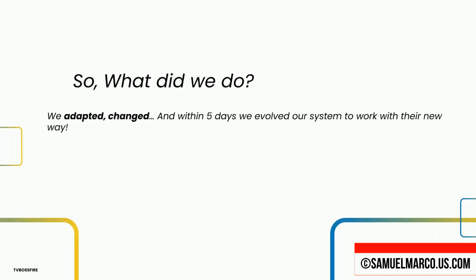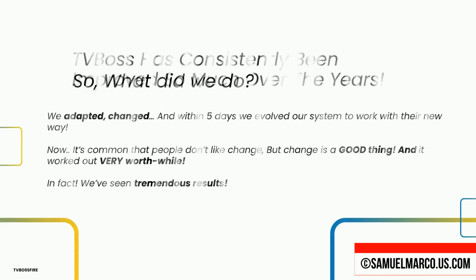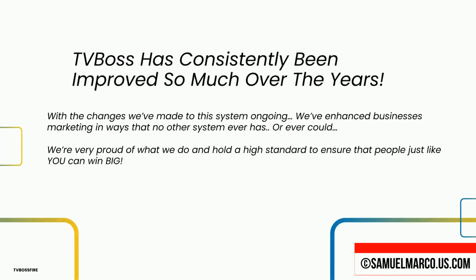So what did we do? We adapted, changed, and within 5 days, we evolved our system to work with their new way. Pretty incredible, right? Now, it's common that people don't like change, but change is actually a good thing, and it works out very worthwhile. In fact, we've seen tremendous results. TVBoss has consistently been improved so much over the years. It really, really has. Now, with the changes we made to this system ongoing, we've enhanced businesses' marketing in ways that no other system ever has or ever could. We're very proud of what we do and hold a high standard to ensure that people just like you can win big.